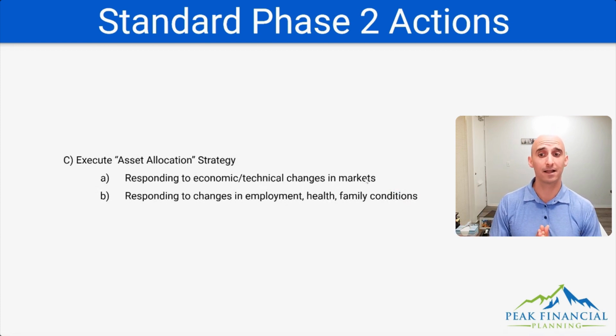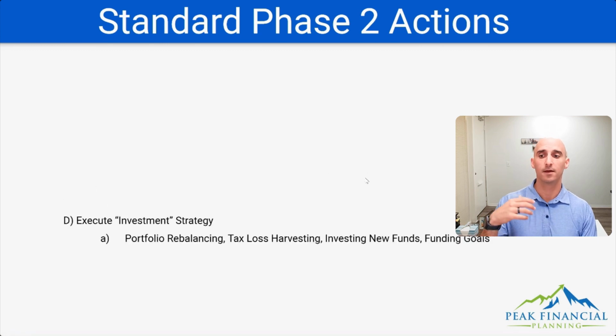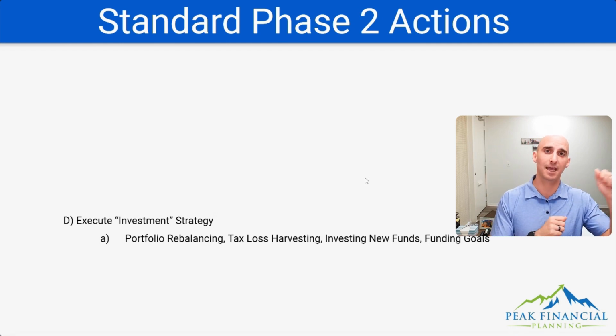Then we have an asset allocation strategy. How do we change the investments, the risk level of our investments year by year based on economic or technical changes in the market, or changes in your personal life, like employment, your health, family conditions, things like that. We also want to have our investment strategy be dynamic. So that means year by year, even month by month, rebalance your portfolio, shift your investment mix, take profits from winners, cut losers, tax loss harvest.